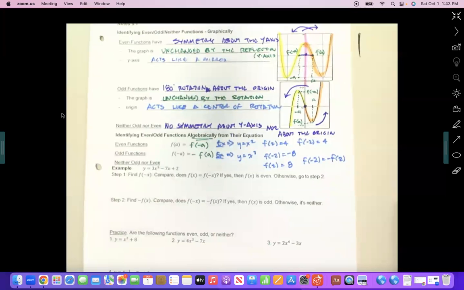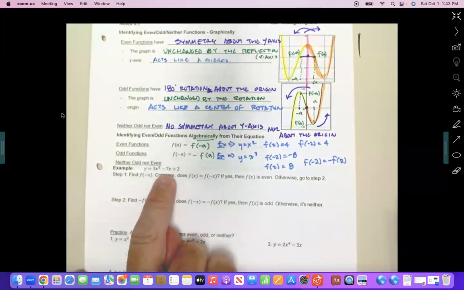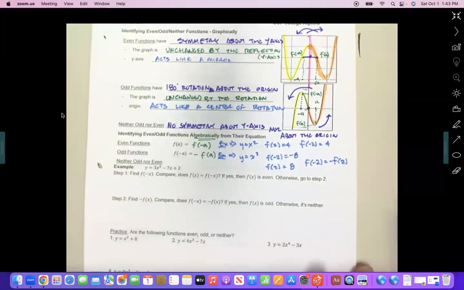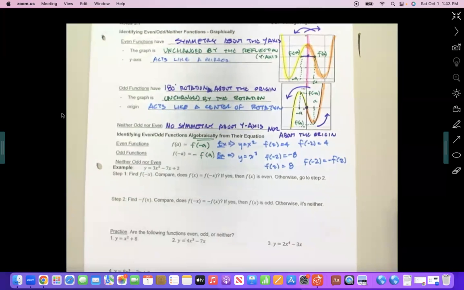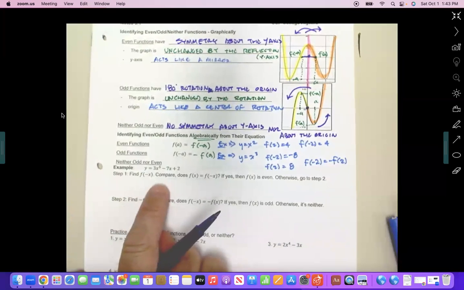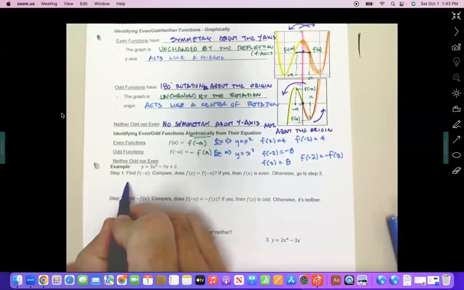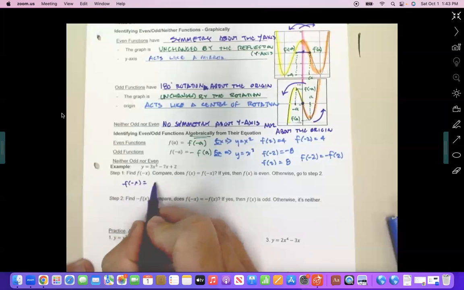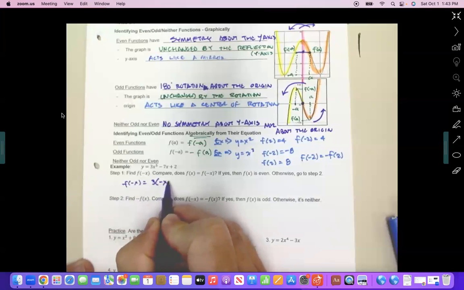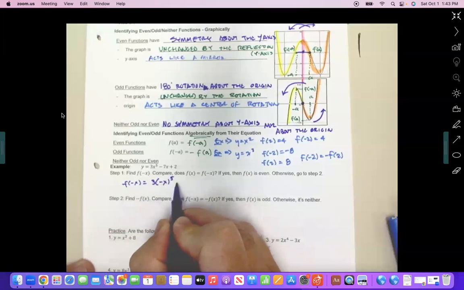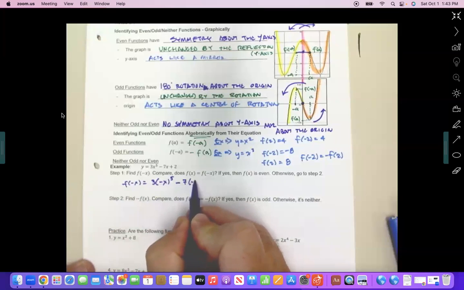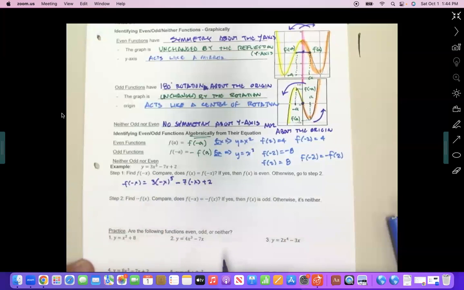Okay. Let's go ahead and do a quick example on this one. And we're going to compare these algebraically to determine if they are odd or even. Yes, if we wanted to, we could put this in our calculator and look at the nature of it, but let's practice the algebra on this. Okay, so our first step is to substitute in the opposite of x. So f of the opposite of x will be 3 times the opposite of x to the 5th power minus 7 times the opposite of x plus 3.